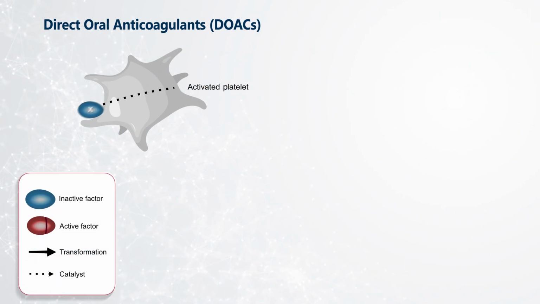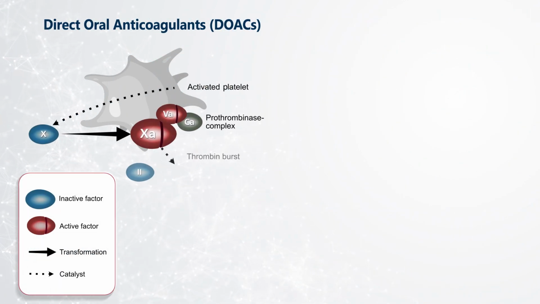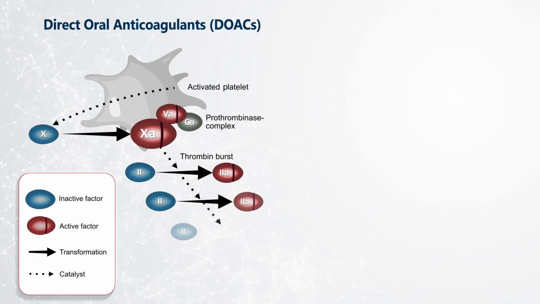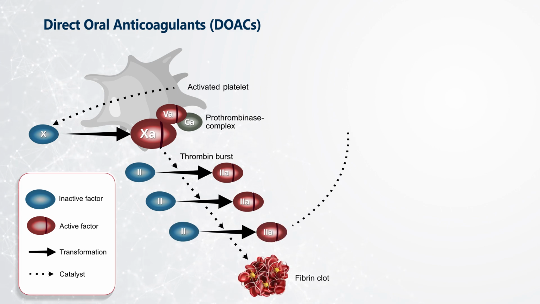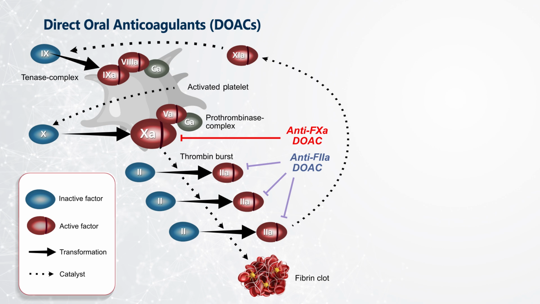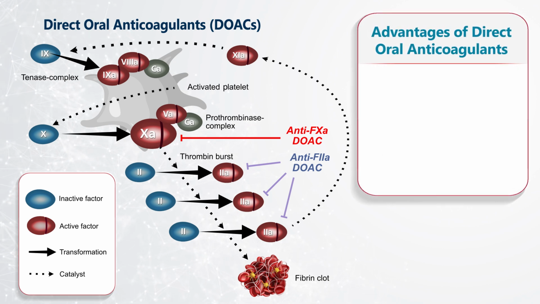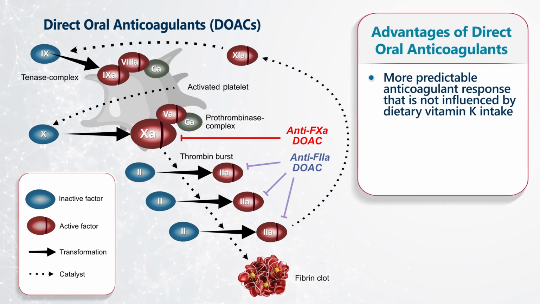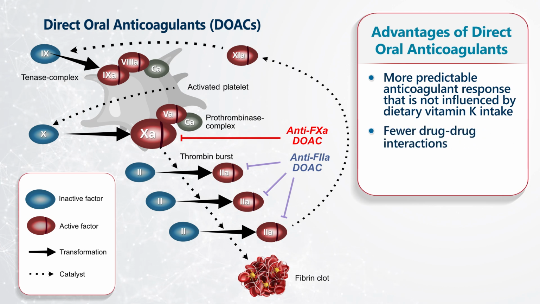Direct oral anticoagulants, or DOACs, are small molecules that bind reversibly to the catalytic site of factor Xa or thrombin and inhibit their activity. DOACs offer several advantages over warfarin, including a more predictable anticoagulant response that is not influenced by dietary vitamin K intake and fewer drug-drug interactions. This enables fixed dosing without the need for routine coagulation monitoring.